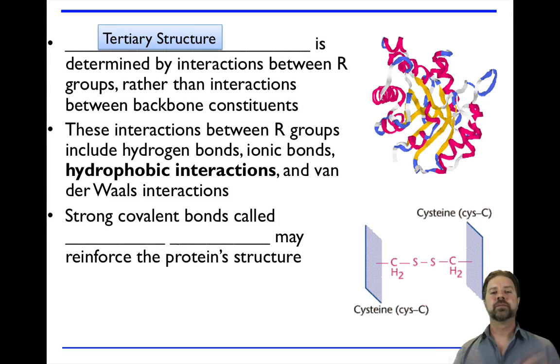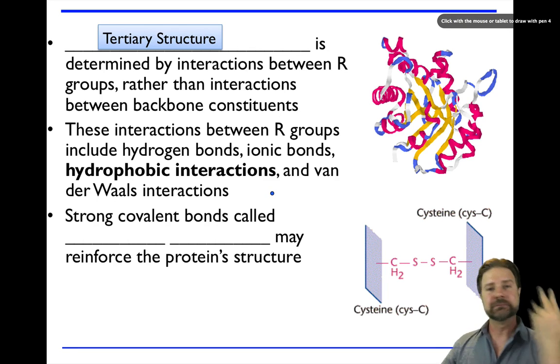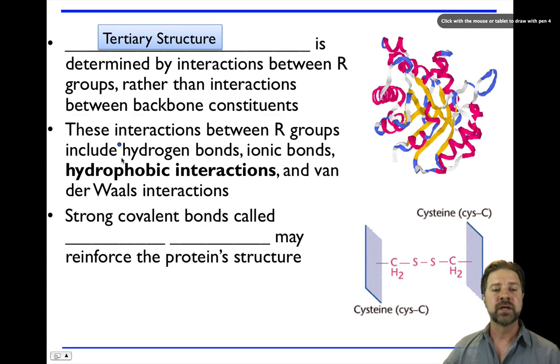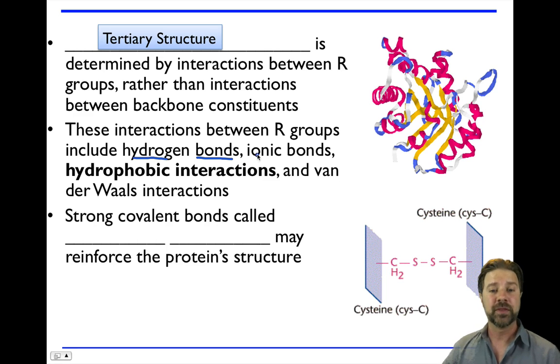The third level of protein structure is going to be called tertiary structure, and that's because we have a lot of R group interaction. Now, what types of interactions are there? Well, it depends on how comfortable you are with the chemistry, but we just mentioned what the hydrogen bonds were. You should be fairly comfortable with those.